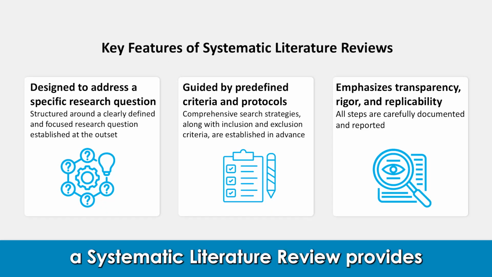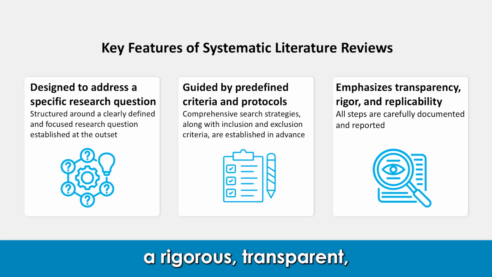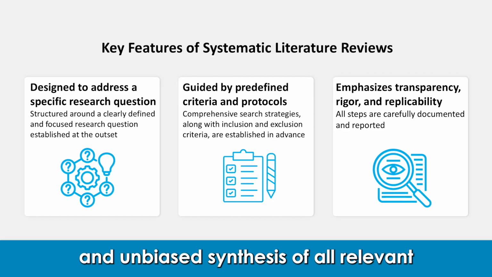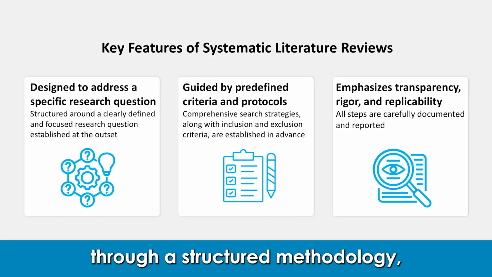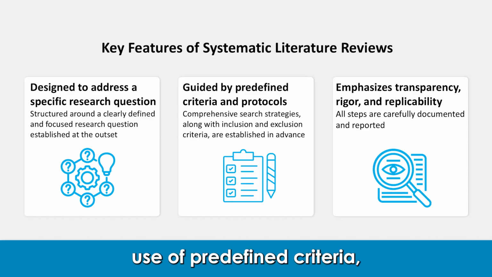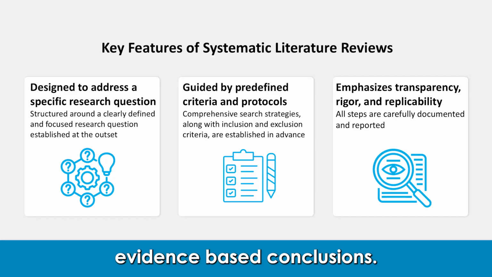In summary, a systematic literature review provides a rigorous, transparent, and unbiased synthesis of all relevant research addressing a specific question. It stands apart from other review types through a structured methodology, use of predefined criteria, and careful documentation, ultimately supporting more credible, evidence-based conclusions.